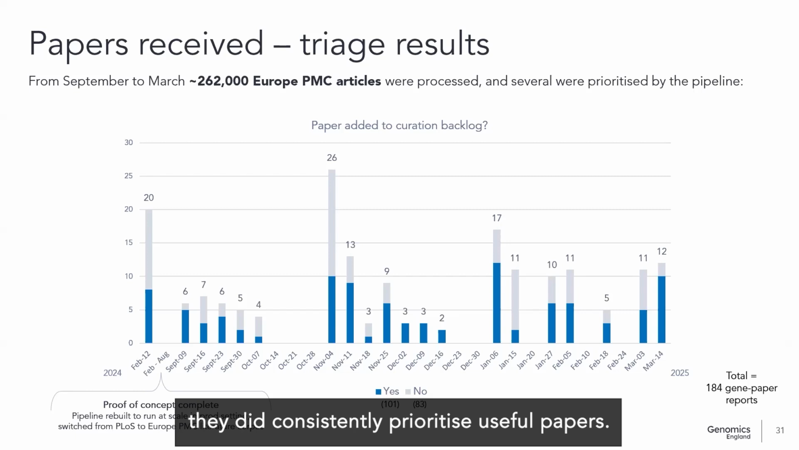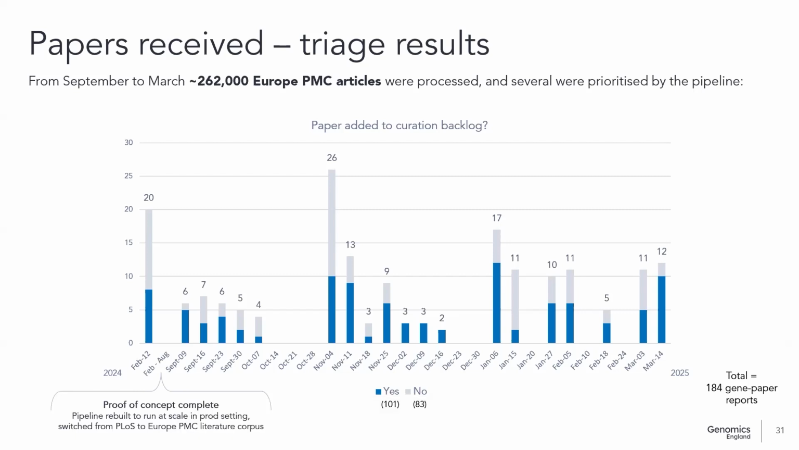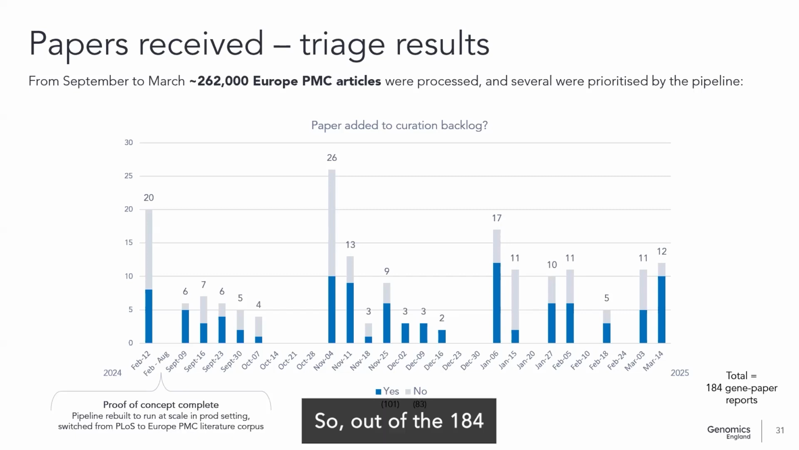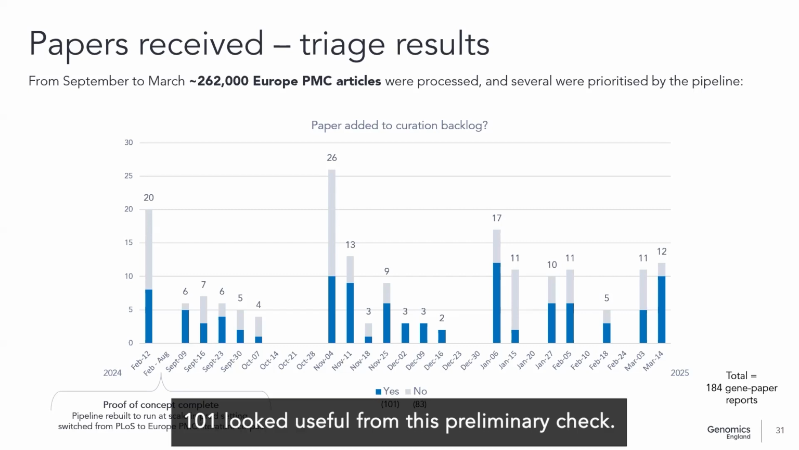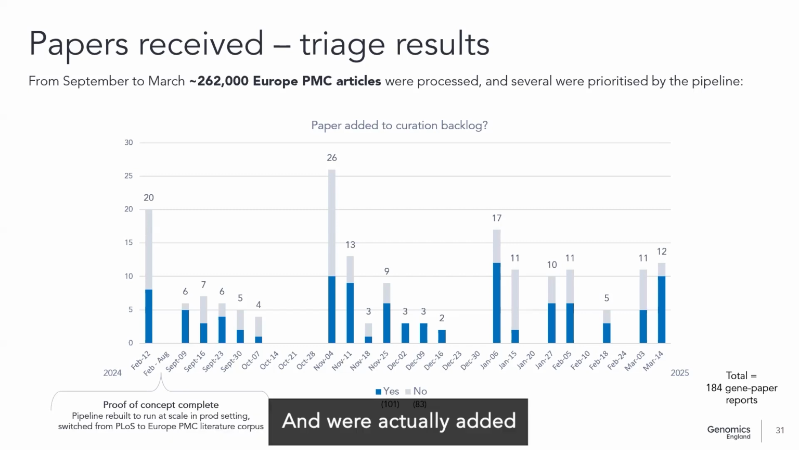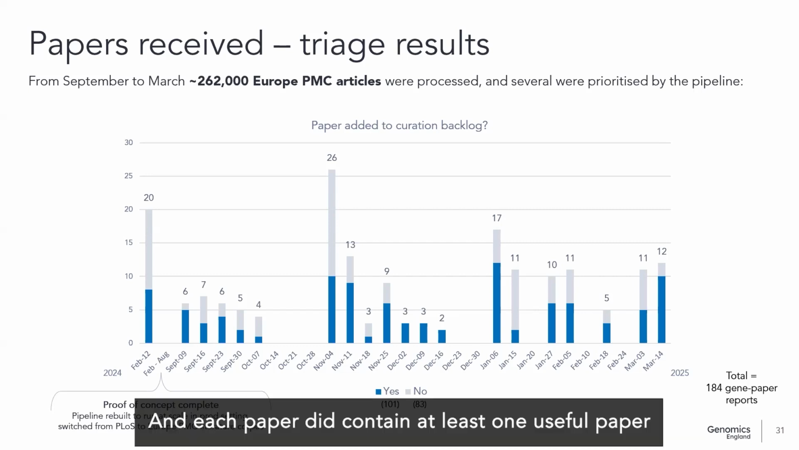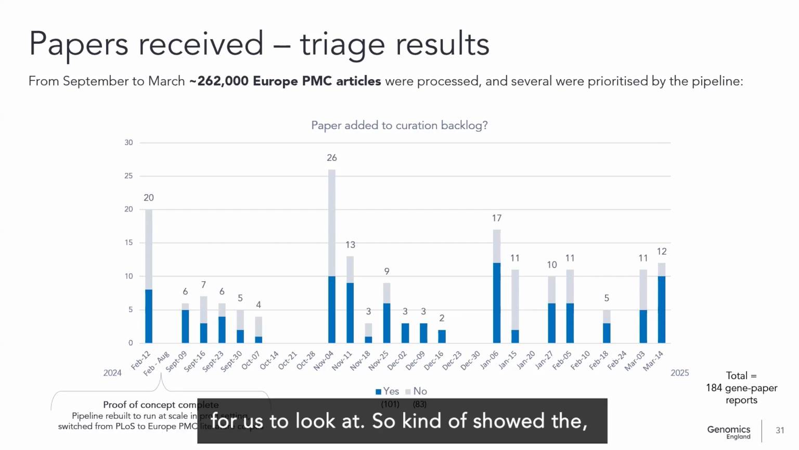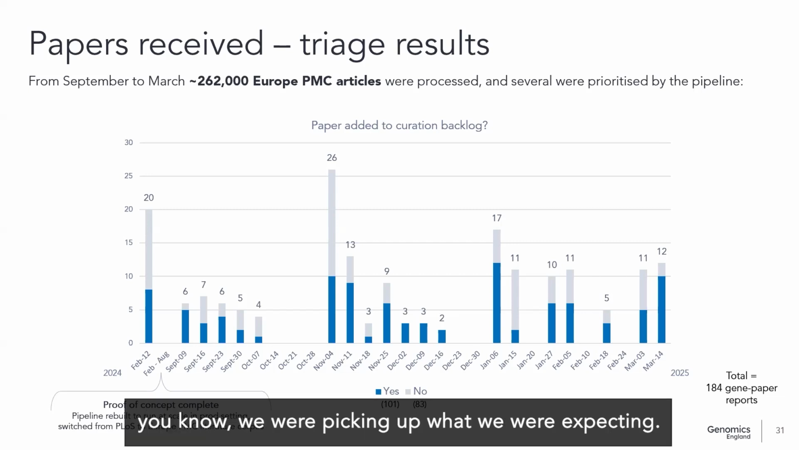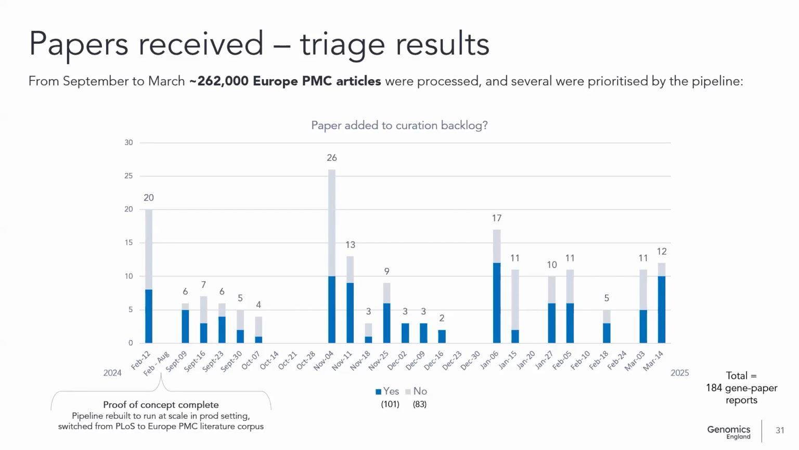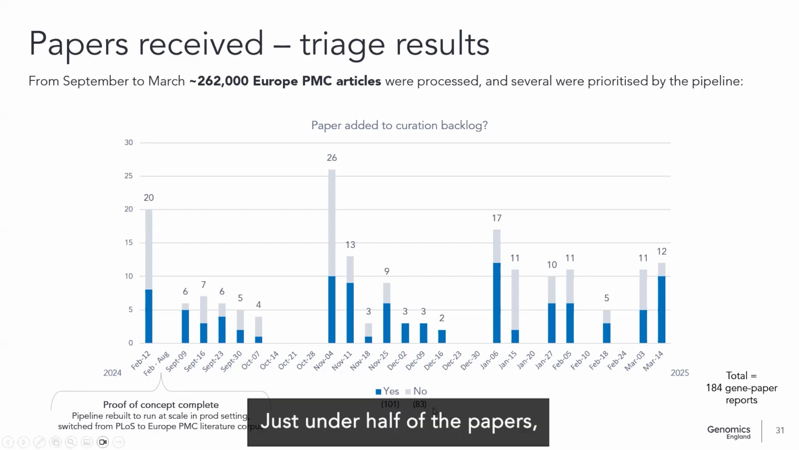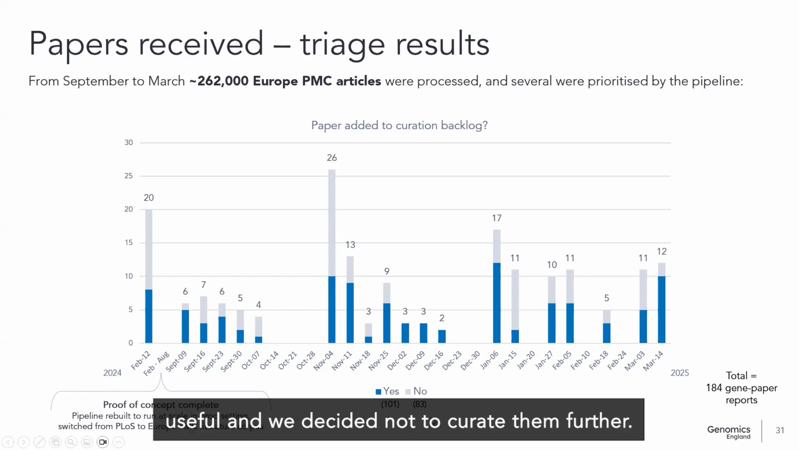So generally speaking, the reports that were delivered did consistently prioritize useful papers. Out of the 184 gene paper reports, 101 looked useful from this preliminary check and were actually added to the curation backlog for future review. And each report did contain at least one useful paper for us to look at. So that showed that we were picking up what we were expecting. Just under half of the papers, we found were not useful and we decided not to curate them further.